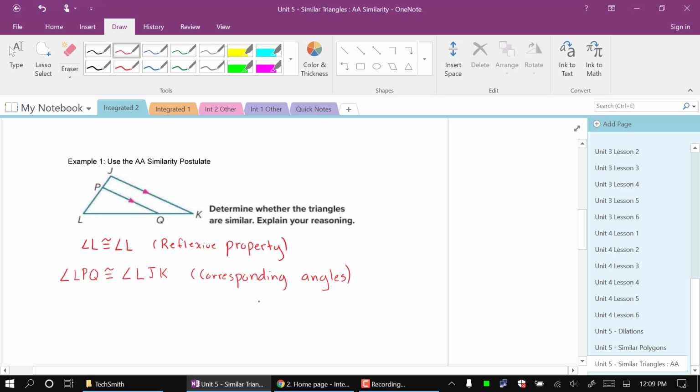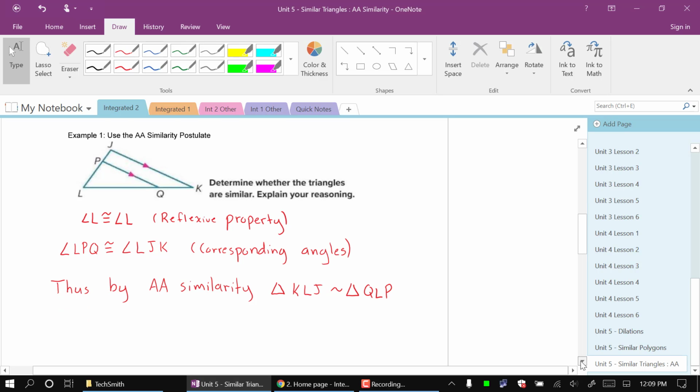So we've shown that two of the angles are congruent. Since we've shown that two of the angles are congruent, thus, by angle-angle similarity, or AA similarity, triangle KLJ is similar to triangle QLP. So these two triangles are similar to each other through the AA similarity postulate.